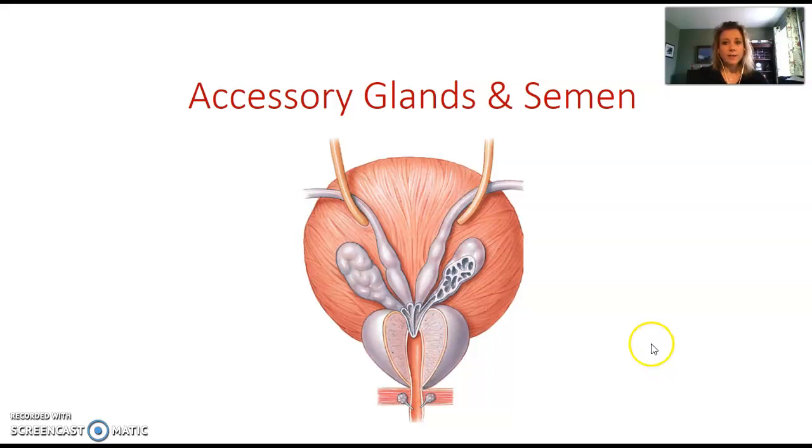And before we move on, I just wanted to talk a little bit about this picture because I think it's a really interesting one. This large pink circle, this is the urinary bladder, and we are looking at the posterior aspect of it.